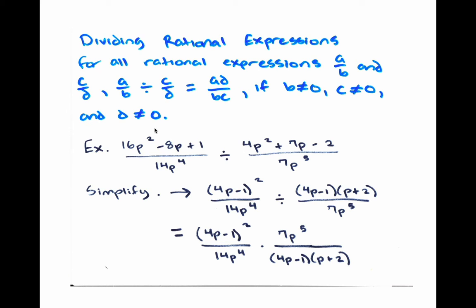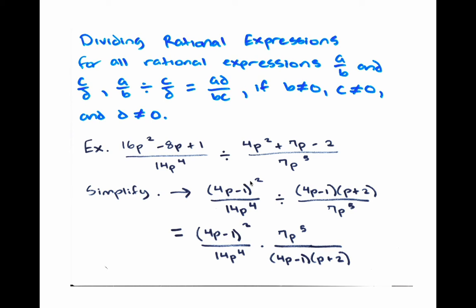All right, so let's do an example. So say we had these two rational expressions and we're dividing them by each other. The first thing we're going to do is simplify. So I'm going to simplify 16p squared minus 8p plus 1 just by factoring. So when I factor, I use the product sum method and I get 4p minus 1 squared. And then we can't do anything else with that side.